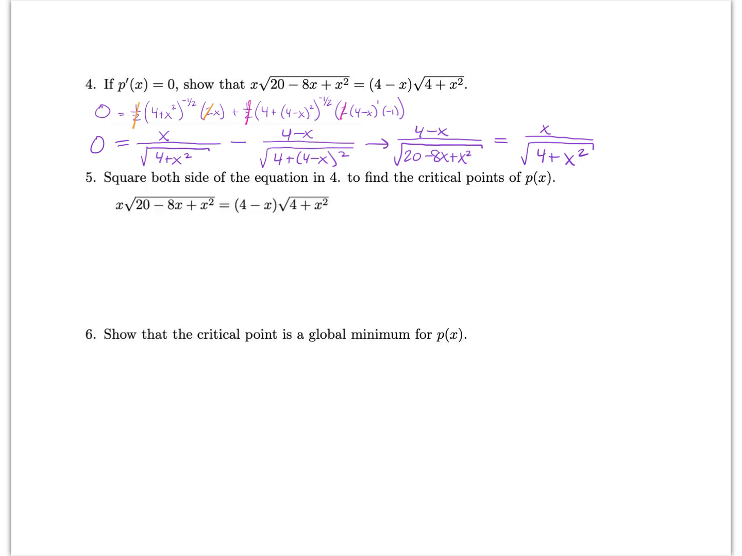Okay, number 5, I'm supposed to square both sides of the equation we found in 4. So I just copied it down here. I'm going to square both sides here. Squaring my x gives me an x squared, and squaring a square root just cancels. So I have 20 minus 8x plus x squared. And that equals 4 minus x. I have to square that. And then squaring a square root just cancels.